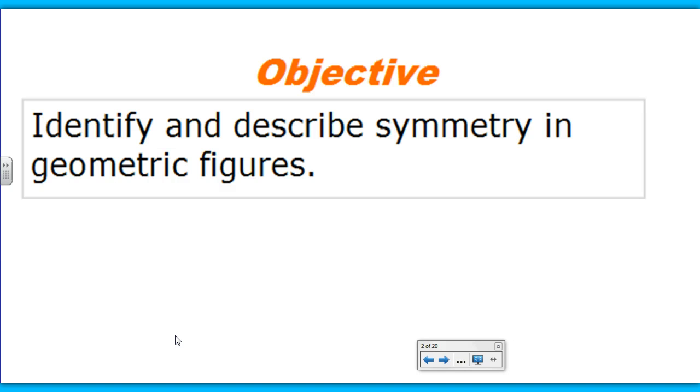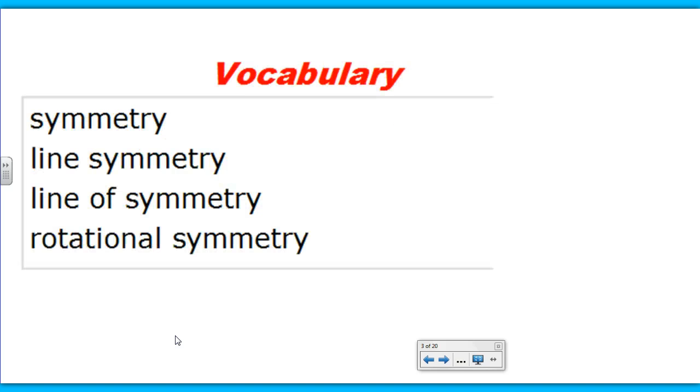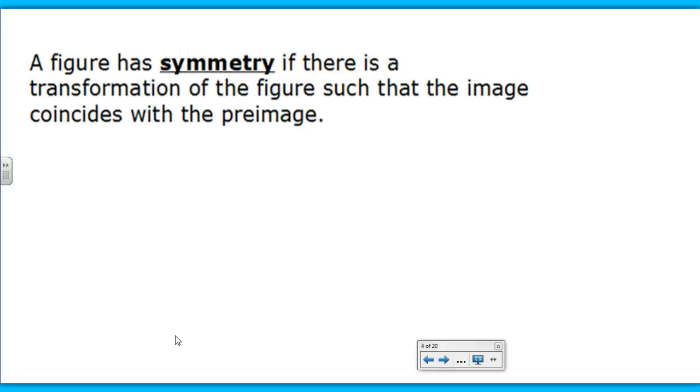Today we're going to identify and describe symmetry in geometric figures. So here is the important vocab: symmetry, line of symmetry, and rotational symmetry. We know that a figure has symmetry if there is a transformation of the figure such that the image coincides with the pre-image, right?